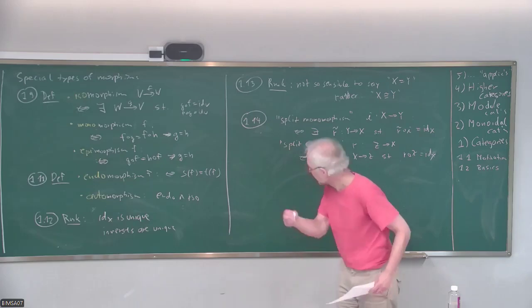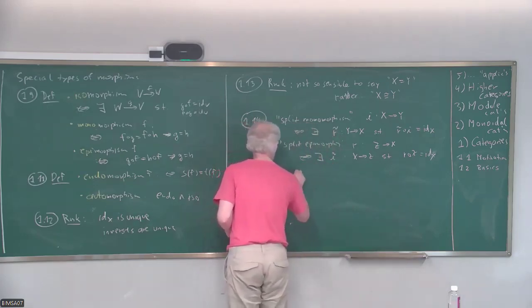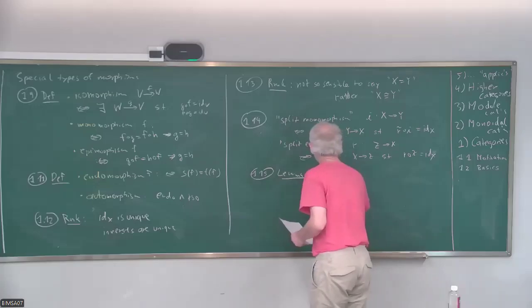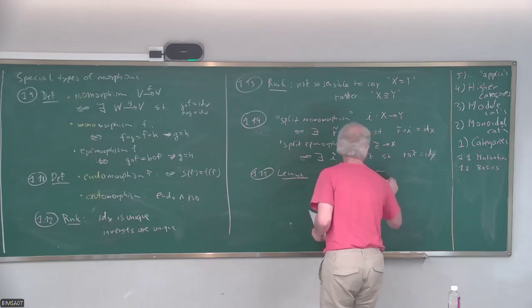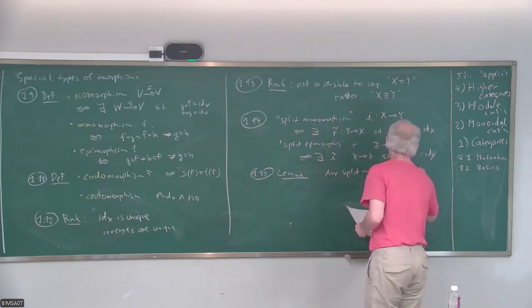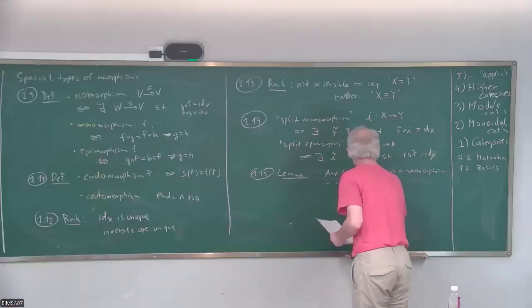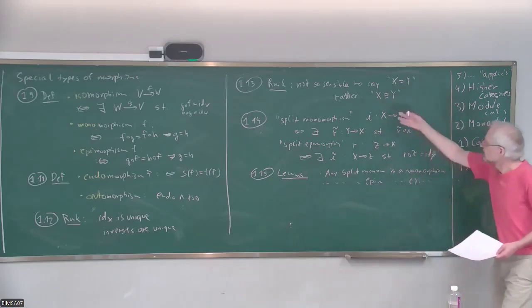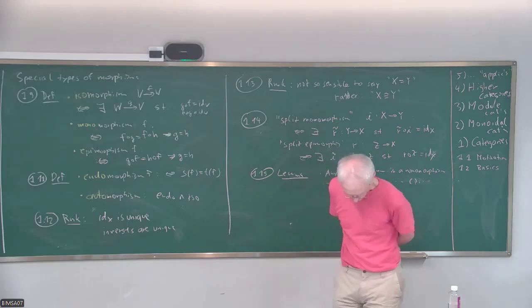And lemma or exercise, and it is not completely trivial, is that any split monomorphism is a monomorphism, and any split epimorphism is an epimorphism. I do not use the definition of mono and epi in their definition, so you have to check it.